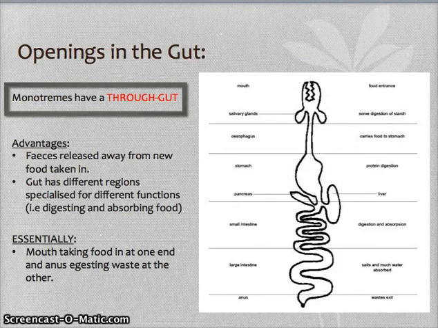All monotremes have a through gut, which essentially takes food from the mouth at one end, passing through the stomach, pancreas, and intestines until it reaches the anus, where waste is expelled out the other end. This is a characteristic of all monotremes, of which there are only 3 species. The advantages of the through gut include that the feces are released away from the new food taken in, and that the gut has different regions that have specialized in different functions, like digesting and absorbing food.